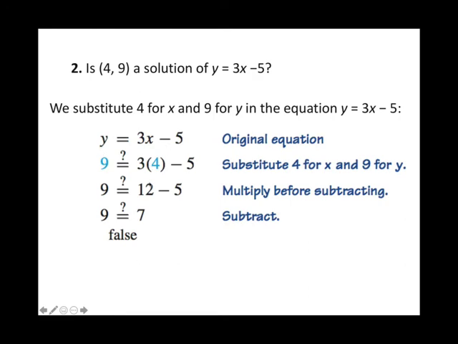y = 9, x = 4. So 3 times 4, you get 12. 12 minus 5 equals 7. And 9 is not equal to 7. So this is a false statement. Again, don't stop here. Answer my question: is this ordered pair a solution of the equation? No, right? So we're going to say (4, 9) is not a solution of this linear equation.